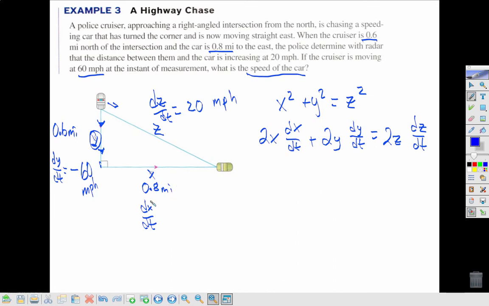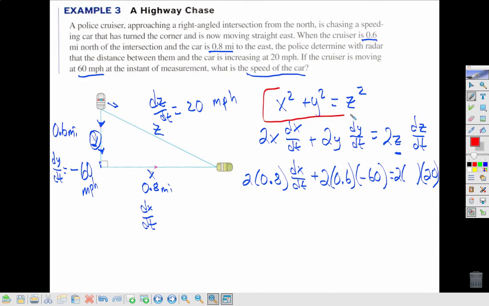Now we know at this instant we're at 0.8 for x. We're looking for dx/dt. We also know at this instant that y is 0.6, and the rate of change for that was negative 60. Here we get a little hung up because we don't have a value for z yet. We do have a value for dz/dt, which was 20. So we need to go back and find z.